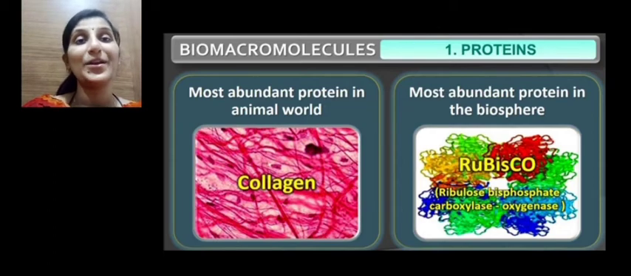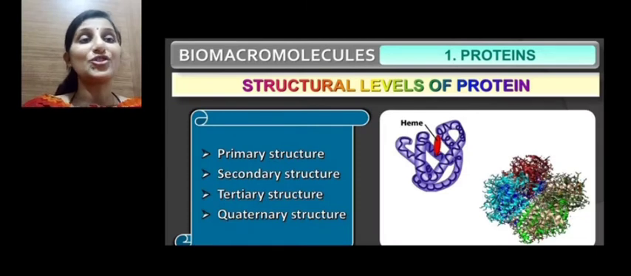What does rubisco stand for? It stands for ribulose 1,5-bisphosphate carboxylase oxygenase. And we had learned about it in the biosynthetic pathway of photosynthesis. Now, the structural levels of proteins.